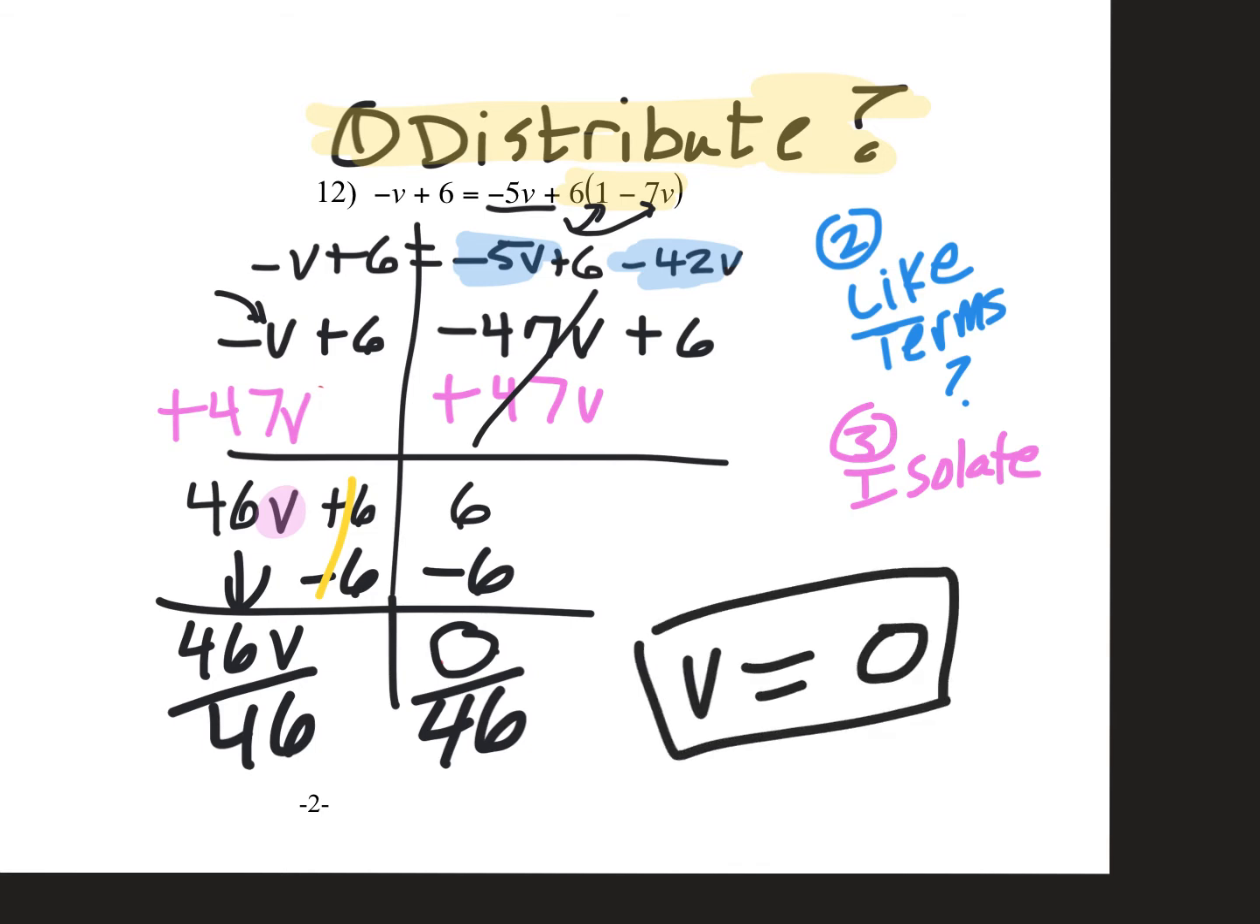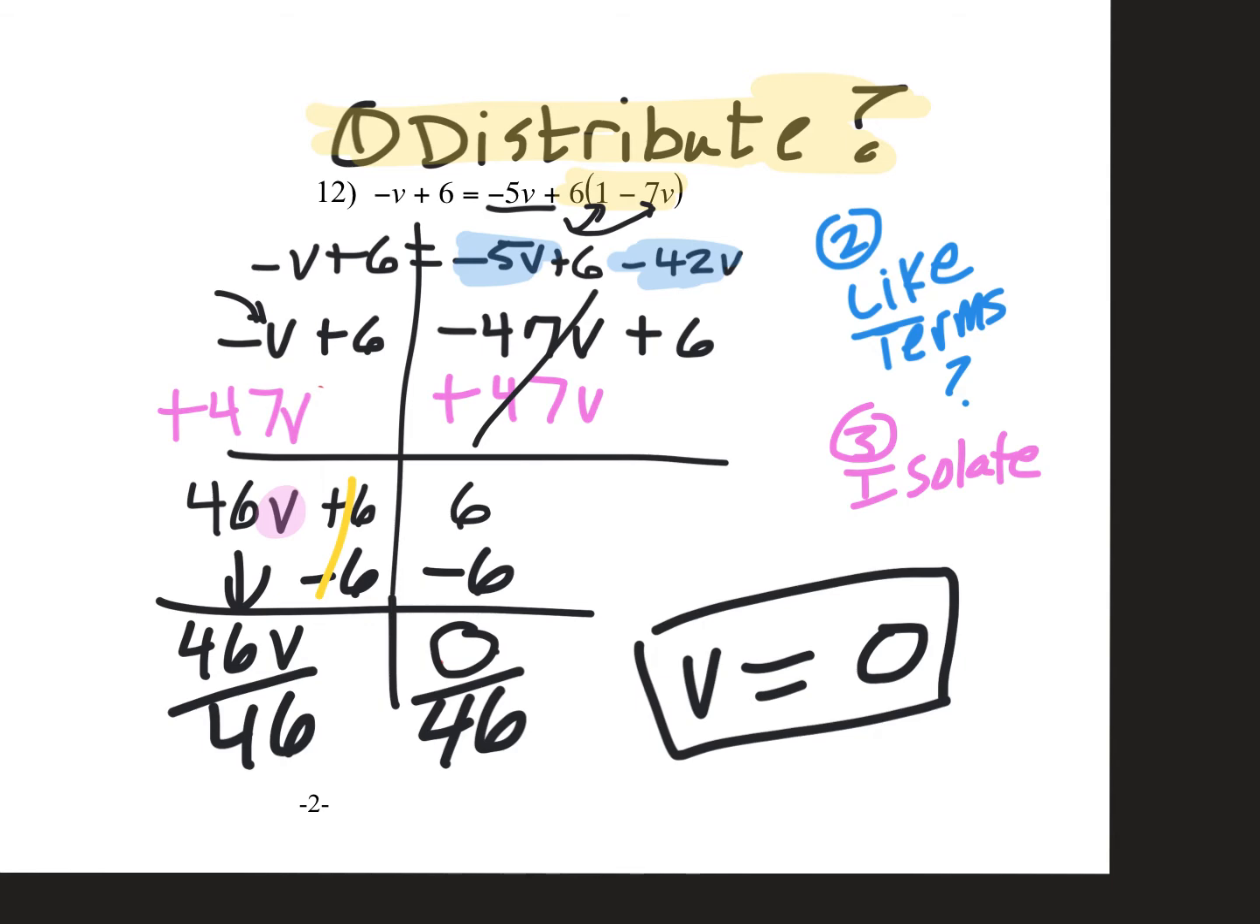I know those are doing the most. That is a lot of freaking steps. That's why we're taking it slow. But the steps that you need to look for are always the same. You need to see whether you need to distribute. You need to see if there's some like terms that you can put together on either side. Then you need to get that variable isolated. Same 3 steps to look for, even though it's doing a lot.